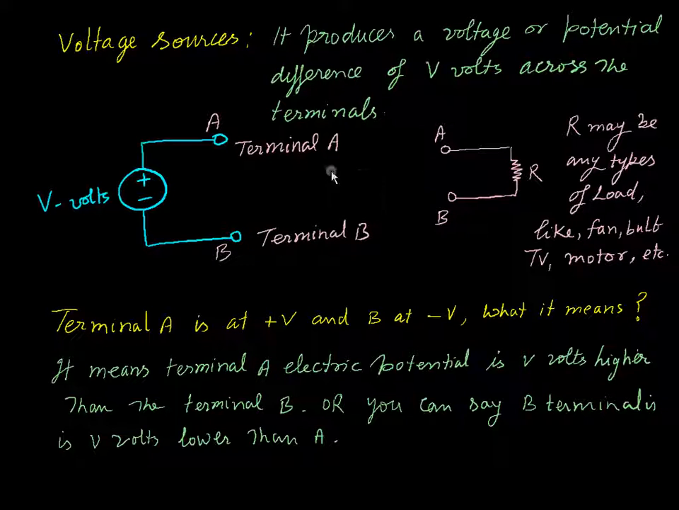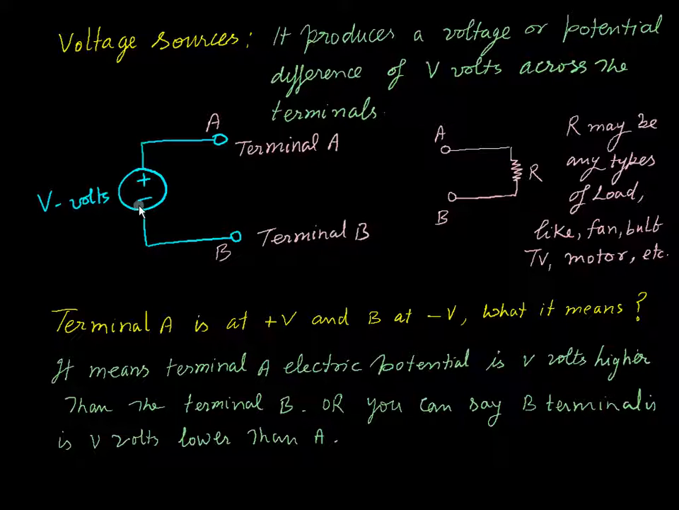And here these two terminals are connected with a load resistance R, and R may be any type of load, like a fan, bulb, TV, motor, your computer, your mobile phone, etc. So R may be anything. Here terminal A is at plus V and B at minus V. What does it mean? Terminal A is connected with plus V and terminal B is connected with minus V.